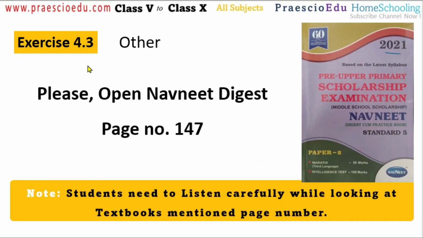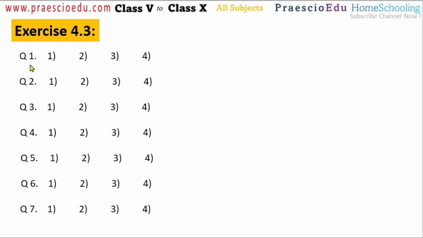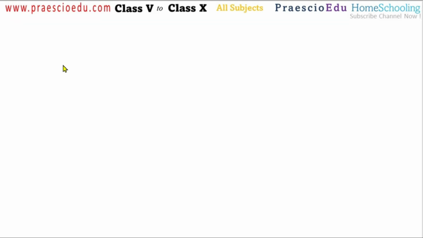Now exercise 4.3. There is a question number 1. Priyal is older than Anup but younger than Mayank. So we will assume Priyal as PR is older than Anup A, but younger than Mayank, because she is younger than Mayank in age. So Mayank is the elder one.